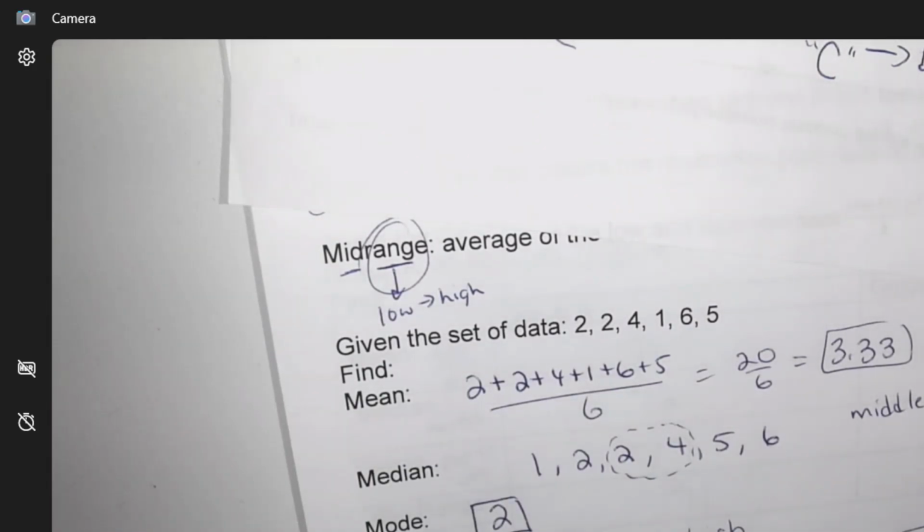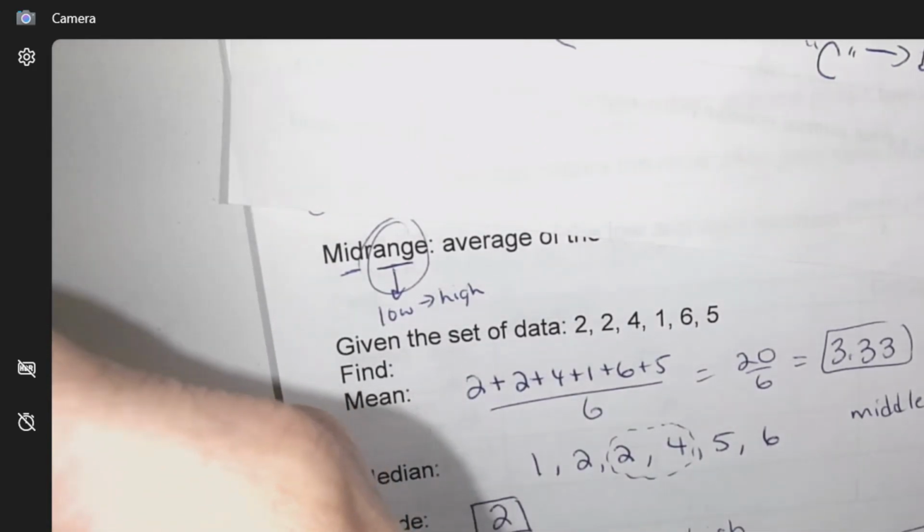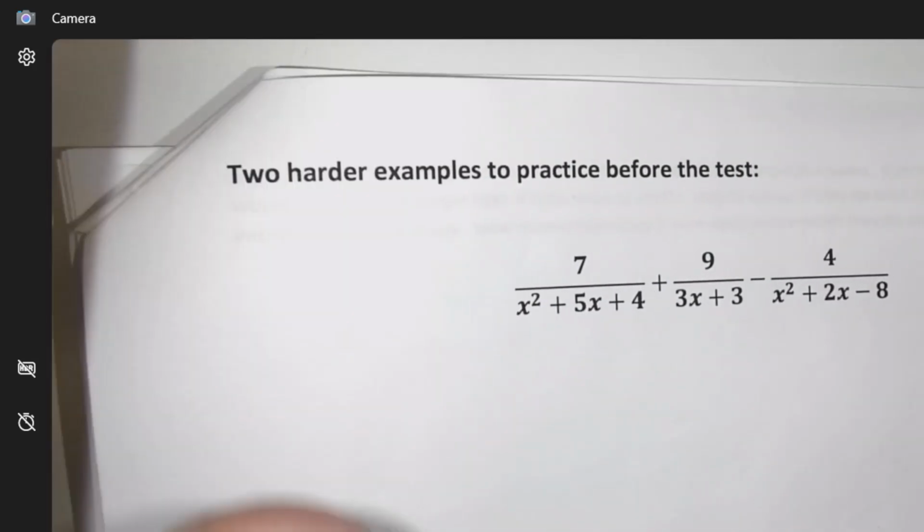Okay, your paper has a couple harder questions on it. Yeah. Okay, amped up questions. There's a few harder ones on your test.